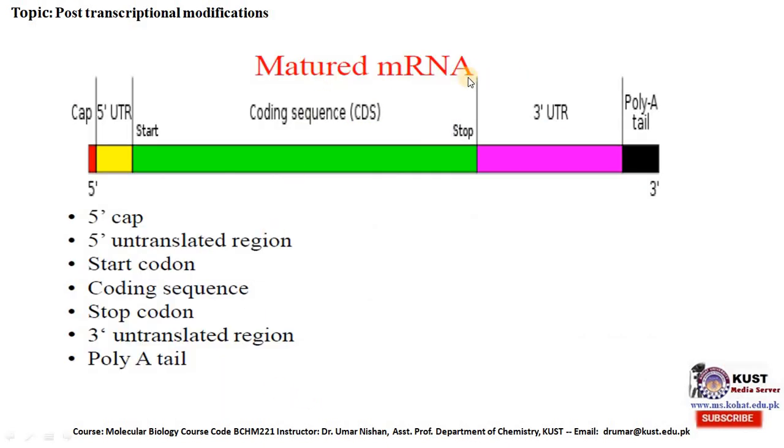Now, the matured mRNA: we get this cap, start site, the coding sequence, stop, then the UTR, and then the poly A tail. That is, 5' cap, 5' untranslated region, start codon, coding sequence, stop codon, and 3' untranslated region, poly A tail. You see, this is how a matured messenger RNA looks.